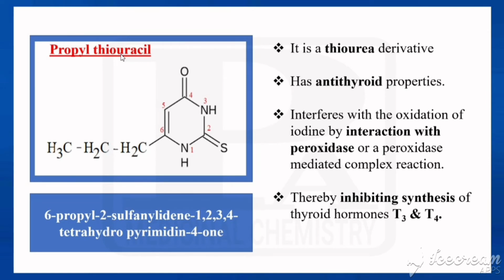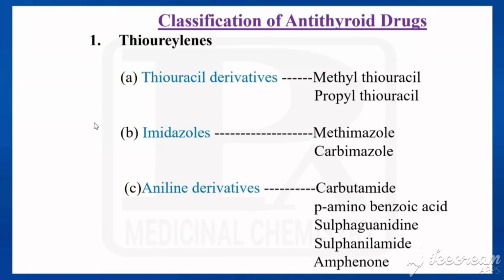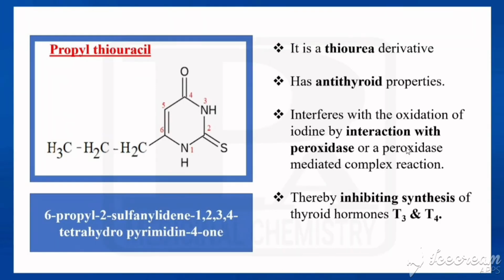So the first drug is called propyl thiouracil. This is the first drug under anti-thyroid. In which type does propyl thiouracil come? That is the thiouracil derivative. It is having a pyrimidine nucleus. Already we have seen what is meant by pyrimidine. Pyrimidine means a 6-membered heterocyclic ring with the 2 nitrogens at 1,3.